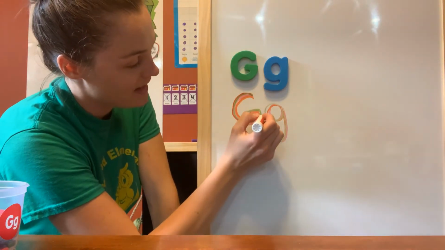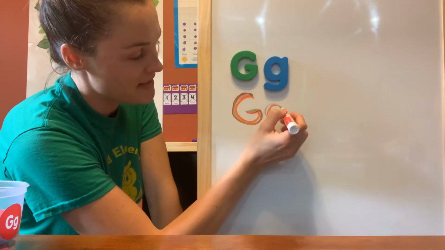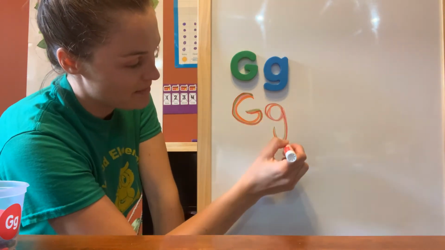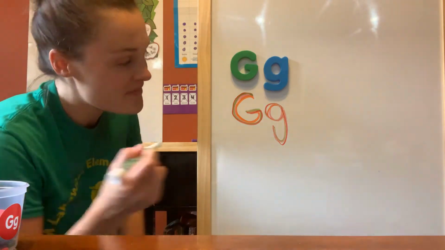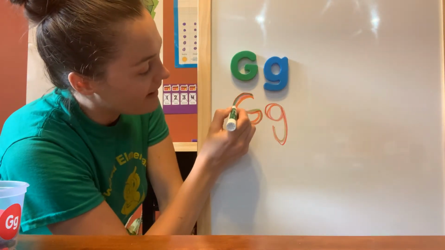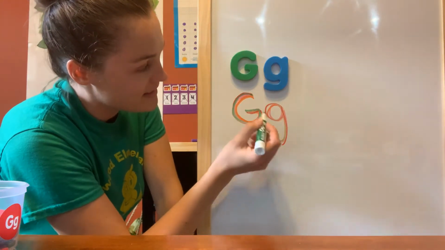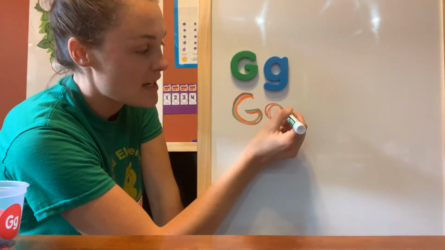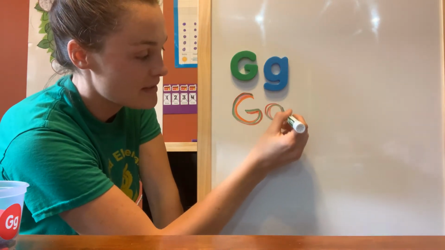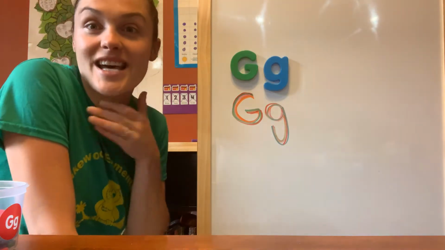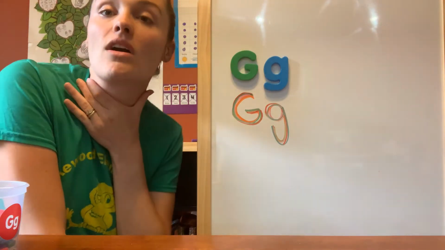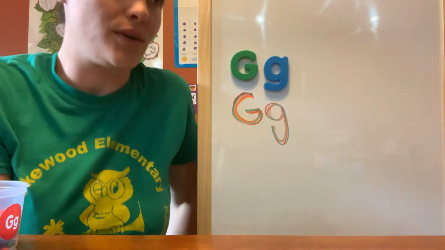Around and stop, across, uppercase G, around and close, down, hook up, lowercase g. Last time, around and stop, across, that's for capital or uppercase G, around and close, down, hook up, lowercase g. And G says the g sound, like you guzzle grape juice.